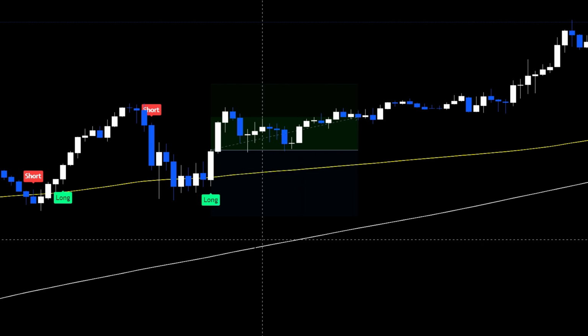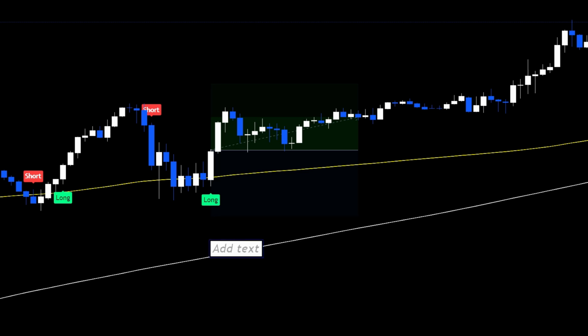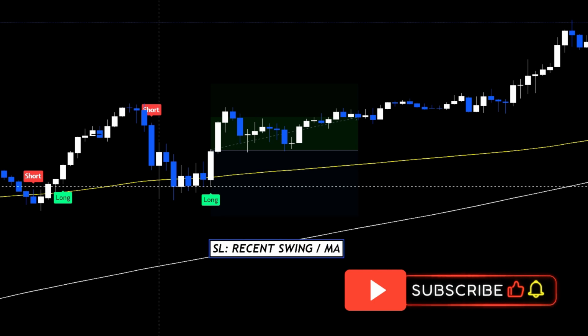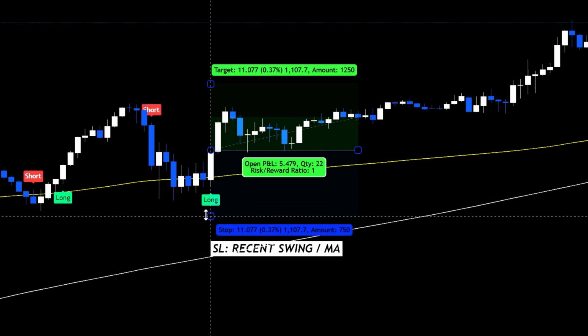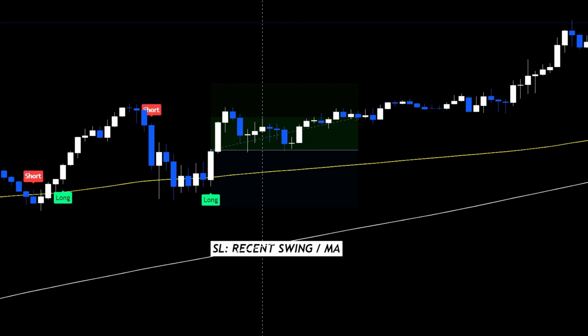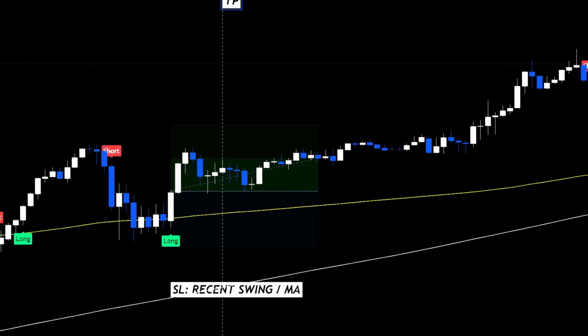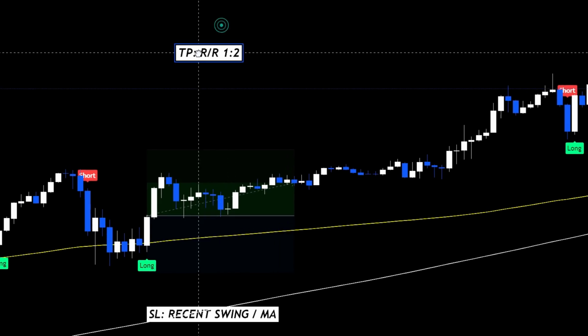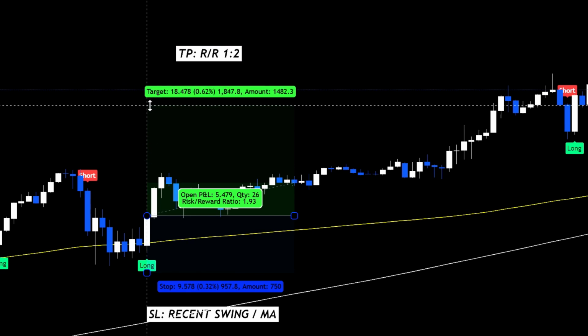Now let's talk about risk management. For a long trade, your stop loss should be placed at the recent swing low or just below one of the moving average lines. Keep it tight, keep it smart. And for your target, we're aiming for 2 times the risk. Simple, effective, and it keeps your profits rolling.